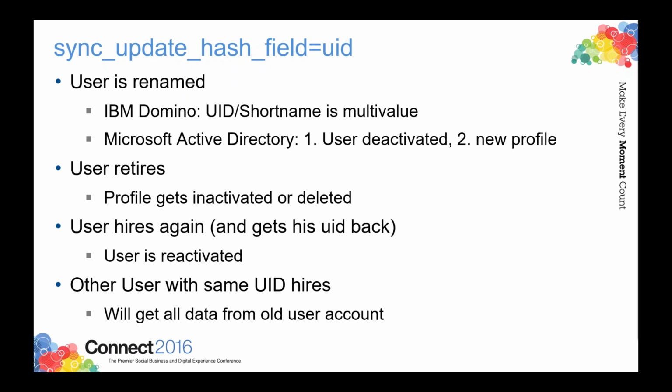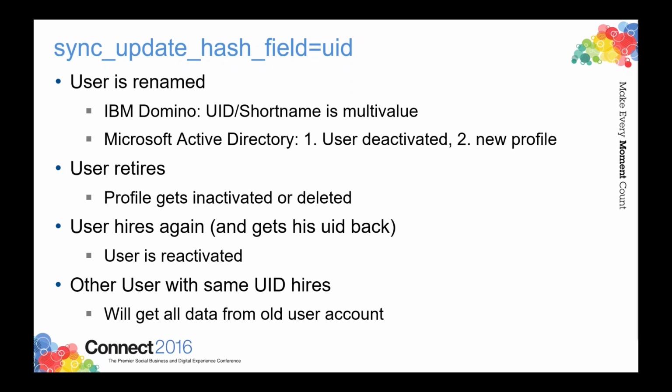I wouldn't use email too, but I'll show that on the next slide or two slides later. Just as an example, when I use sync updates hash field equals UID and the user is renamed, the Domino short name is multi-value, so you will have two short names with the old and the new name in it. With Microsoft Active Directory, normally a change of the SAM account name is not name dependent, so that wouldn't happen there. But when you change the SAM account name within Active Directory, your user will get deactivated and get a new profile at the second run of TDI.